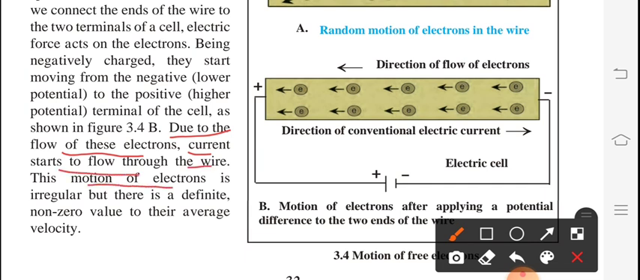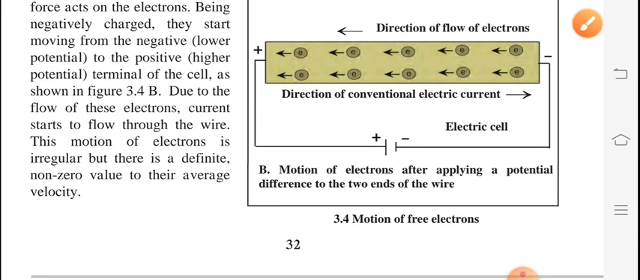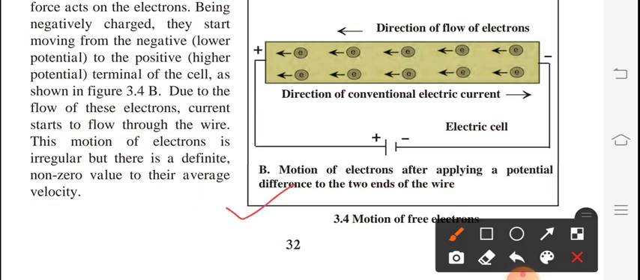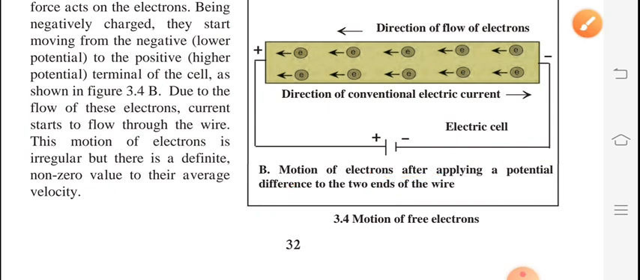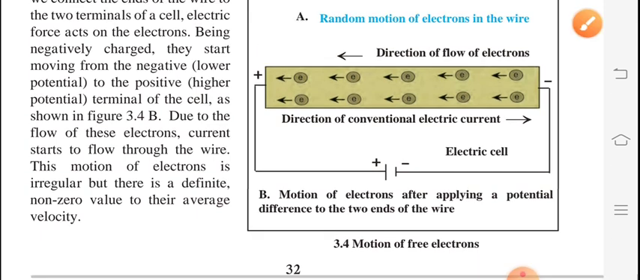This motion of electrons is irregular, but there is a definite non-zero value to their average velocity. So this is the diagram of the same motion of electrons after applying a potential difference to the two ends of the wire. Hence these two diagrams are for the motion of free electrons.